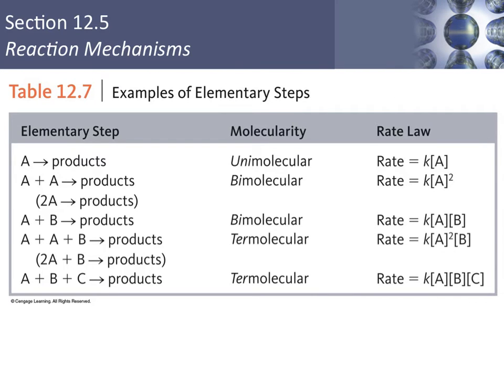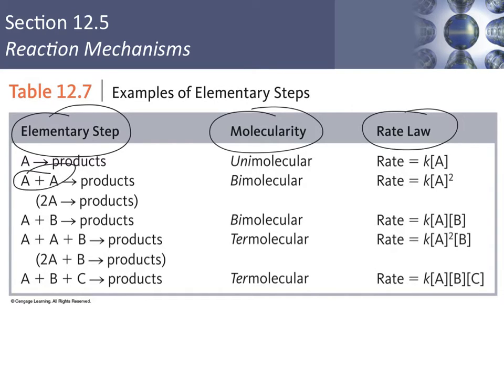This table summarizes the types of elementary steps, the molecularity, and then the rate law that results. Notice for bimolecular, you have a couple of options where it's two of the same reactant or two different reactants. And the same idea applies for termolecular, two reactants or three reactants.